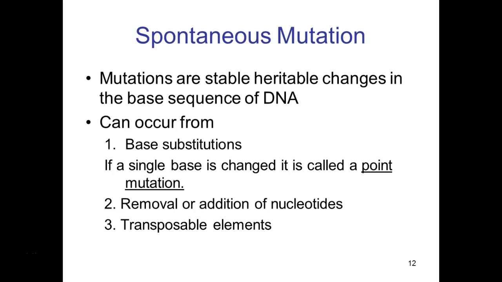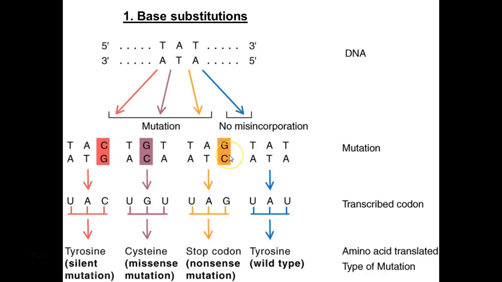We can have adding or removing of nucleotides, and we can also get transposable elements that can disrupt DNA. We're going to look a little bit deeper into this point mutation, a base substitution of just a single nucleotide. And we have some terminology that relates to the outcomes that happen from just a single base being substituted at a single point. Because remember, we have some redundancy in the code.